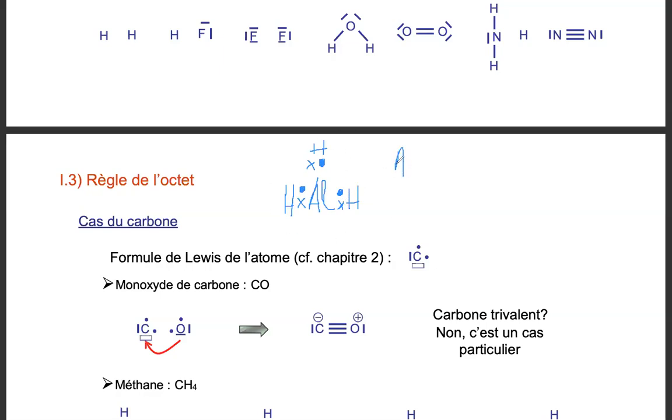Therefore, it will not obey the octet rule. That is in the case where it will have 5 electrons in the outermost shell. It will not obey the octet rule because it will be found that only 6 electrons are sharing the bonds.